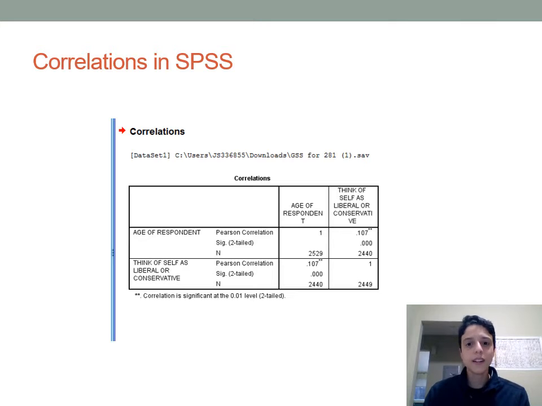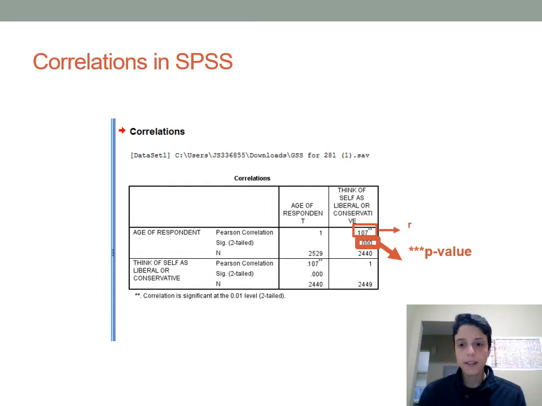So this is another example from the General Social Survey where they surveyed about 2,500 people. They asked them, do you think of yourself as liberal or conservative, and how old they are. And what you can see is that we have a correlation between these two things that would be considered statistically significant. So the correlation is 0.107. This means that we have a positive and weak correlation. So as people get older, they tend to be more likely to identify as conservative compared to liberal. So as age goes up, so does the score on the scale of how conservative you are. So that's what that weak positive correlation means.